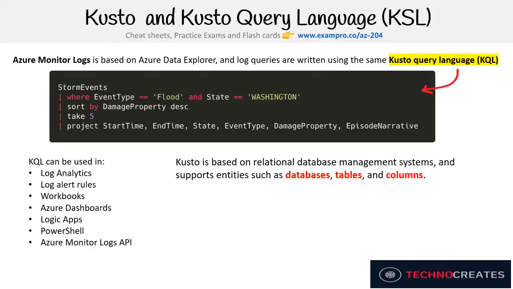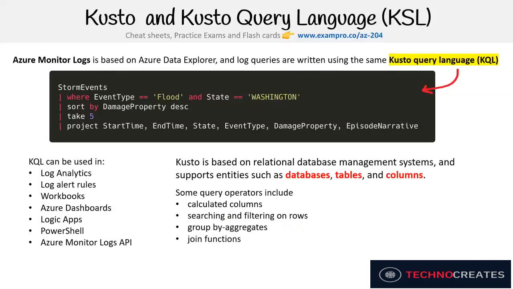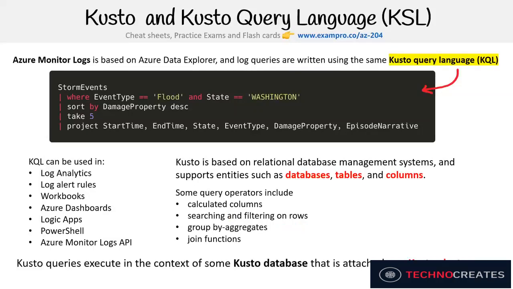And so they have some basic operators. They have lots of operators that you can use. So you can do calculated columns, searching and filtering on rows, group by aggregates, join functions. And we're going to be looking at a lot of the operators in more detail after this slide here. But anyway, the queries execute in the context of a Kusto database that is attached to a Kusto cluster. And we will talk about clusters, databases, tables, and columns up next.